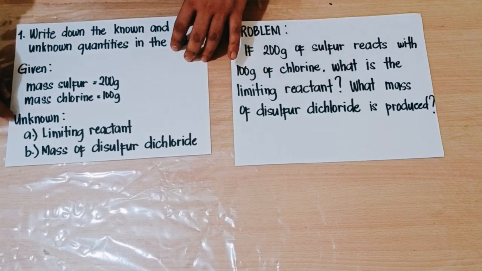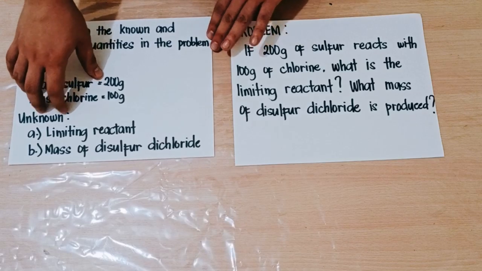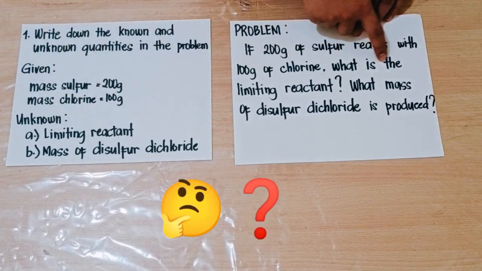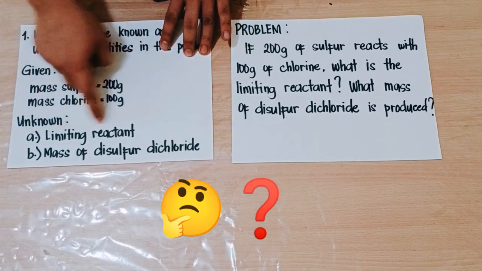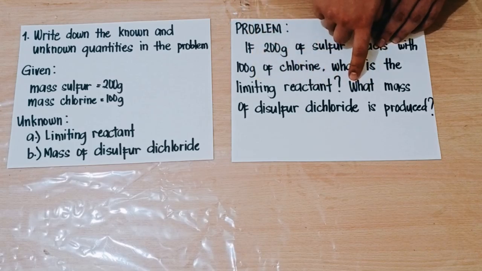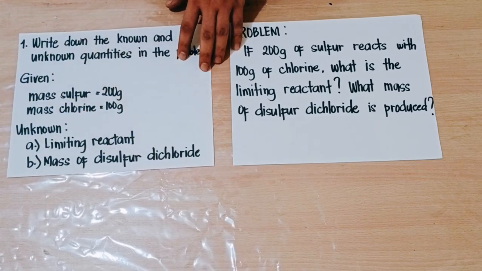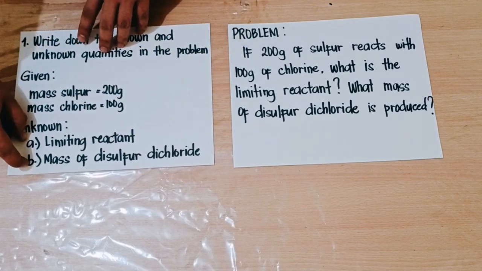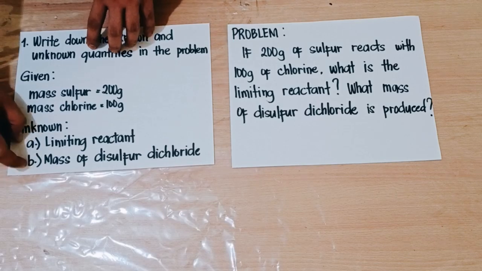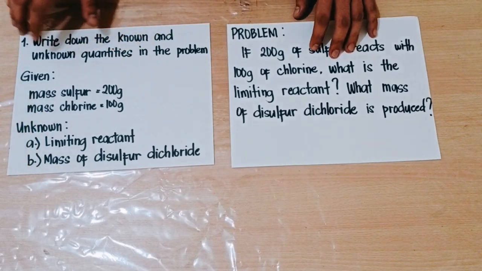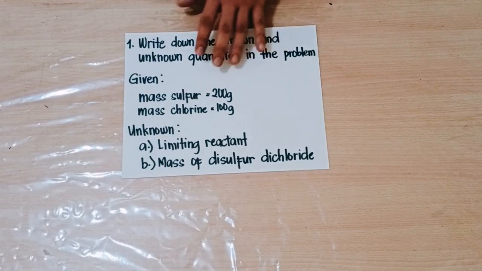On the other hand, we have the unknown. Pag sinabi natin unknown, yun yung hinahanap, yun yung nawawala. Ang hinahanap natin is yung what is the limiting reactant. Ilagay mo letter A, ang hinahanap na isa is yung limiting reactant. Pangalawa, what will be the mass of disulfur dichloride? Lalagay mo dyan, mass of disulfur dichloride. Ibig sabihin, itong dalawang to, ito yung nawawala doon sa problem. Ngayon, ang paproblemahin natin, paano natin makukuha or masasolve itong dalawang to. So this is step 1: write down the known and unknown quantities in the problem.